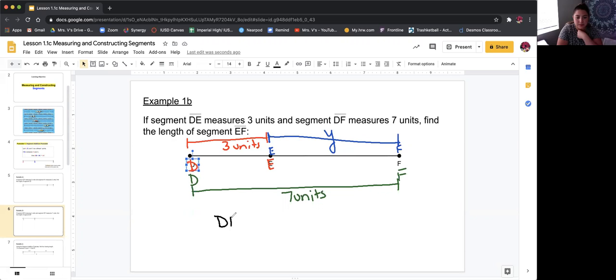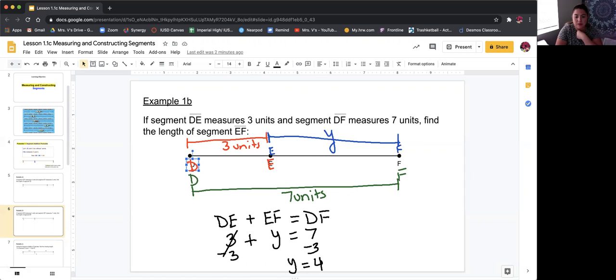It says that DE, our first segment here, plus EF equals DF. Now let's substitute our values. We know that DE is 3 units, EF is Y, we don't know, and DF is 7. So how do we solve for Y? We're going to subtract 3 on both sides because it's a one-step equation now. We have Y equals 7 minus 3, which gives me 4. So therefore I have Y equals 4.